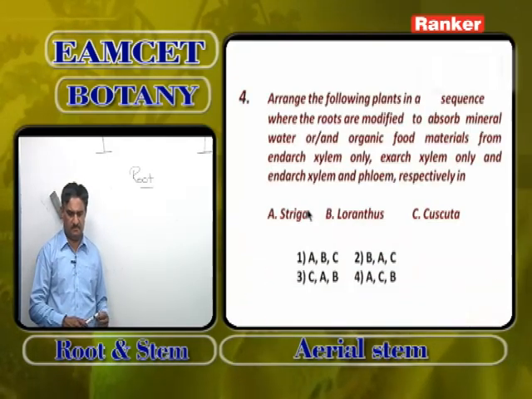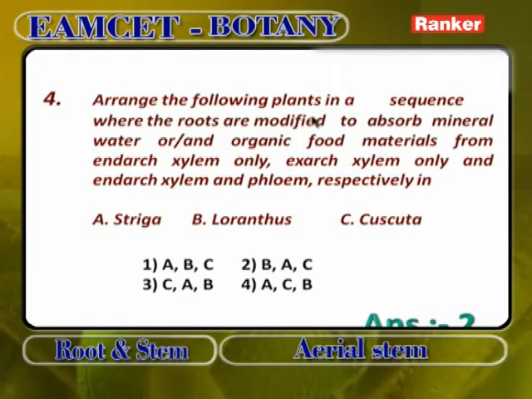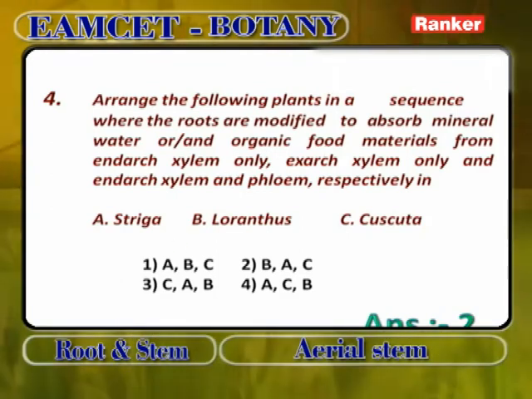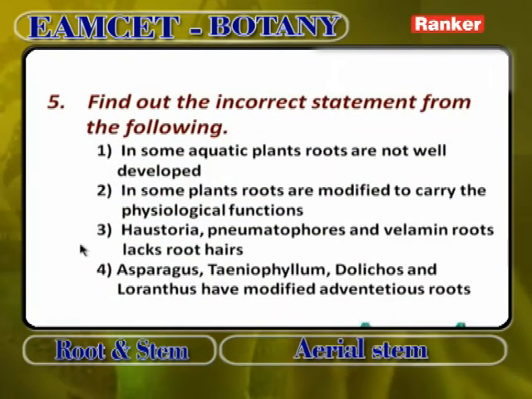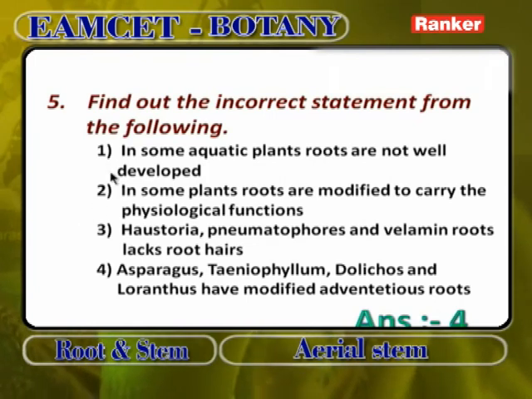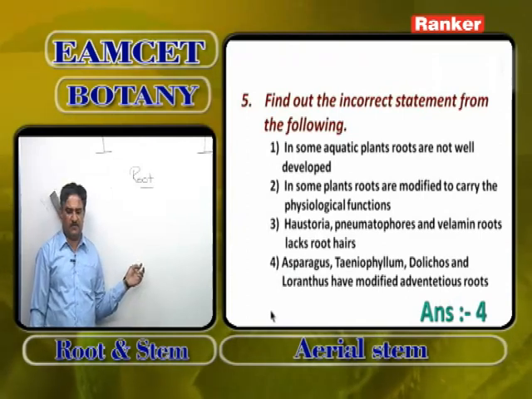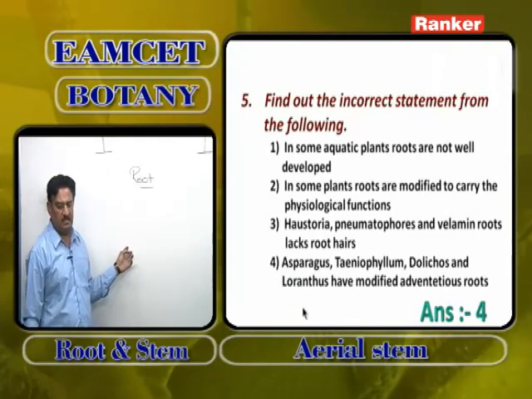Next, arrange the following plants in a sequence where the roots are modified to absorb mineral, water or organic material. Just now I told about this percentage. Answer is first Loranthus, then Striga, then Cuscuta. Next, find out the incorrect statement from the following. Asparagus, Tinospora, Dolichos and Loranthus have modified adventitious roots. It is a wrong statement.